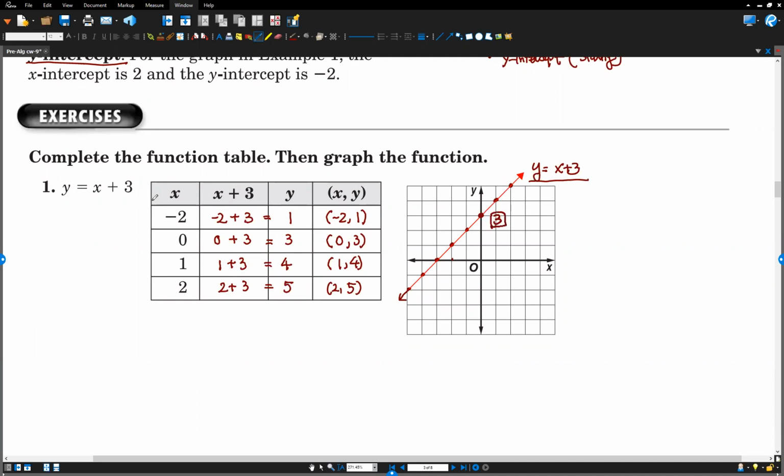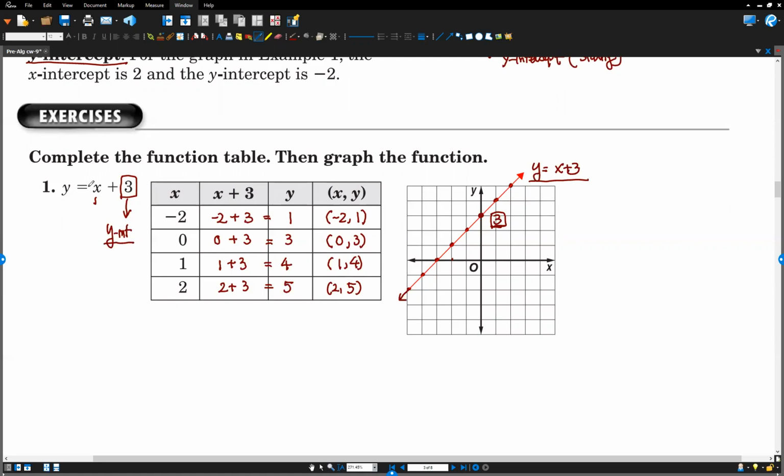Can you see this 3 over here? Same number, because when x equals 0, y equals 3, right? That's why this number equals this number. So this number is called the y-intercept.